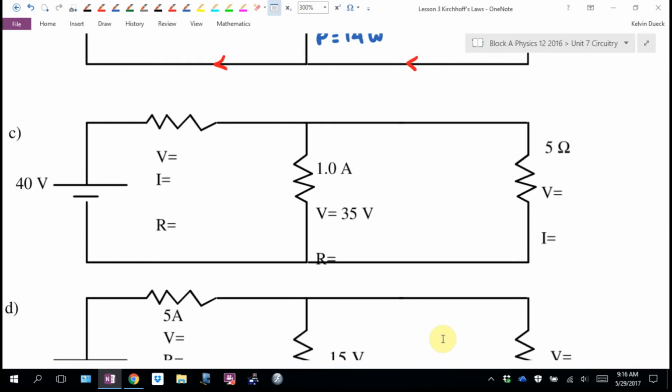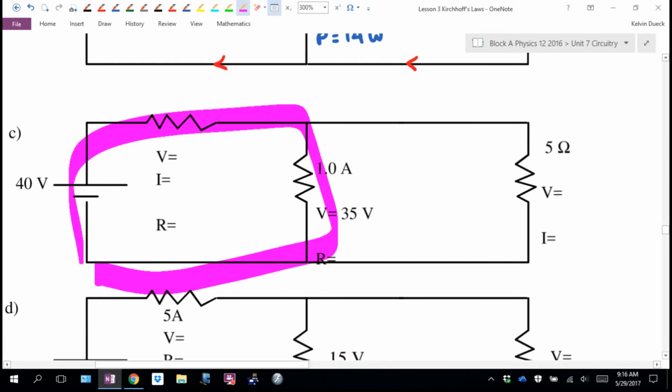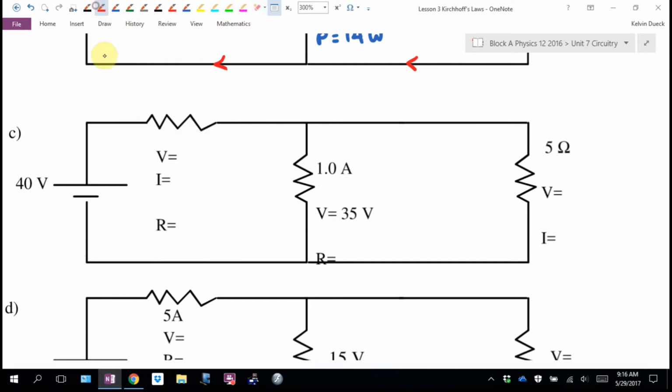Did they tell me total current? No. Is there any way I can find the total current right now? No. But I always try that first. If that doesn't work, I go skiing. Let's try this ski run here. Oh, you know what I should have done first, though? I should have labeled the current direction. Downhill, downhill, downhill, downhill, downhill.